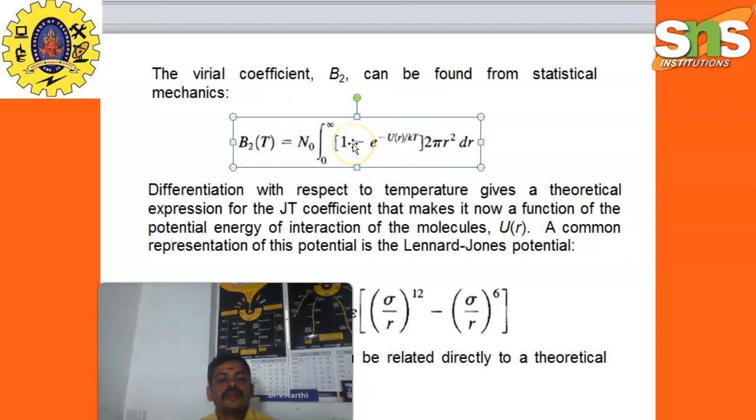These are the B2(T) integrations from 0 to infinity, 2 pi r squared dr. Differentiating with respect to temperature gives the theoretical expression for the Joule-Thomson coefficient that makes it now a function of the potential energy of interaction of the molecules. A common representation of potentials is the Lennard-Jones potential. Thus, the Joule-Thomson coefficient can be related directly to theoretical molecular properties.